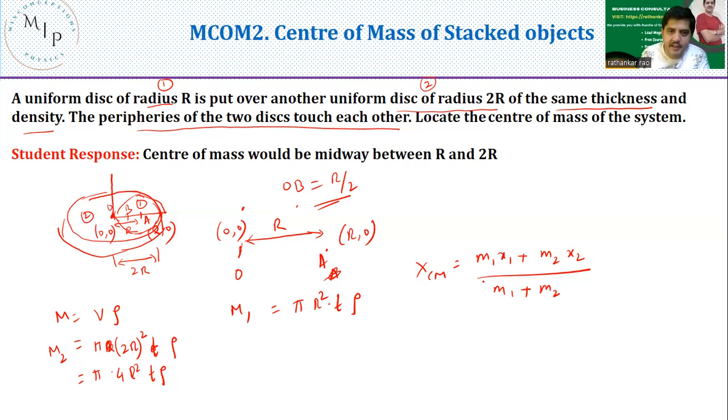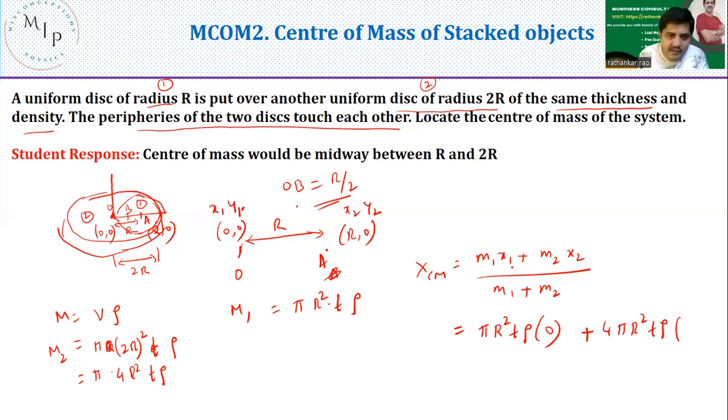Now what do we need to do? We need to plug in the values. Now what is x1, y1 and x2, y2? See, this will be your x1, y1, and this would be your x2, y2. Correct? Now let us substitute this value. This should be equal to m1. What is m1? It's here. So I will write this as pi r square t into rho into x1. What is x1? 0. Plus m2. What is m2? 4 pi r square t into rho.